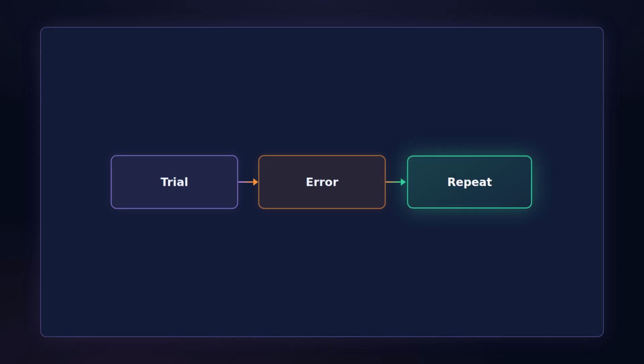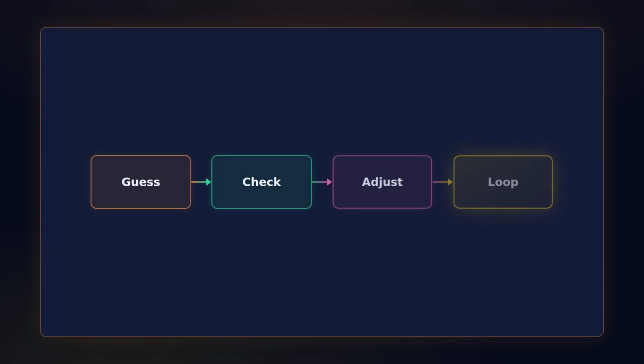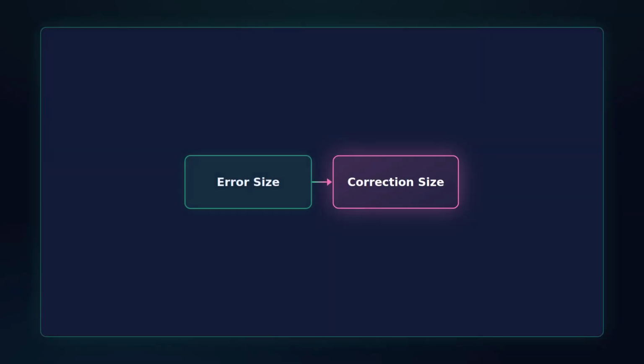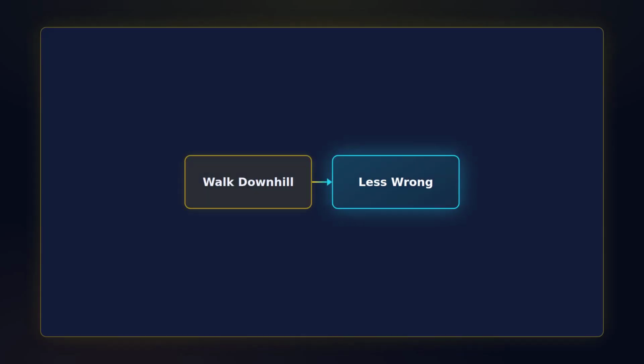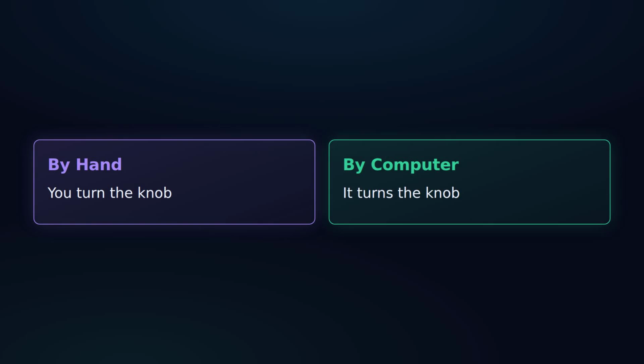So, is machine learning just trial and error with extra steps? Basically, yes, except the computer checks its error thousands of times a second. It doesn't guess wildly, though. Each adjustment is sized to the error. Big miss, big correction. That sizing rule even has a name: gradient descent. Scary name. Simple idea. Walk downhill toward less wrong. Same knob you turned by hand, just automated and relentless.